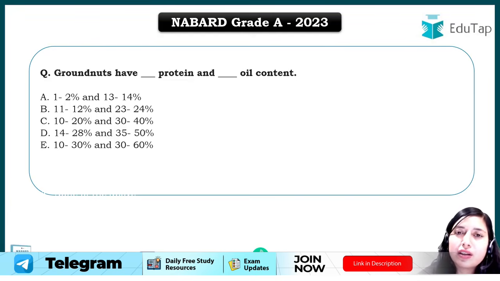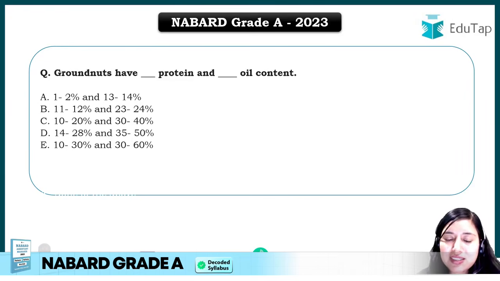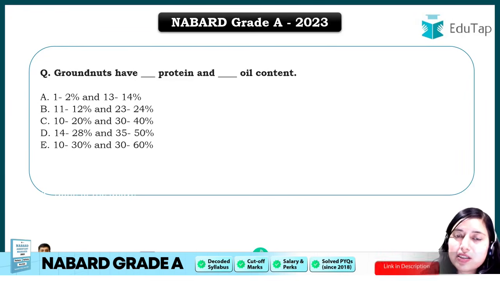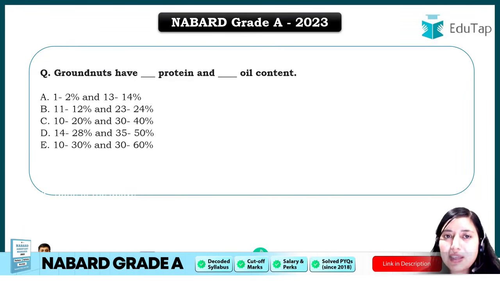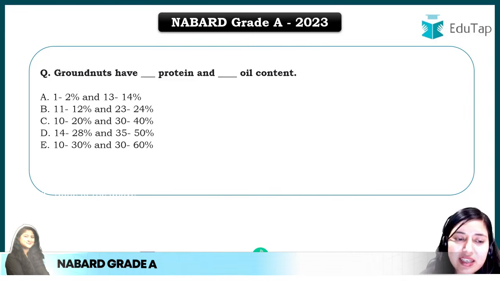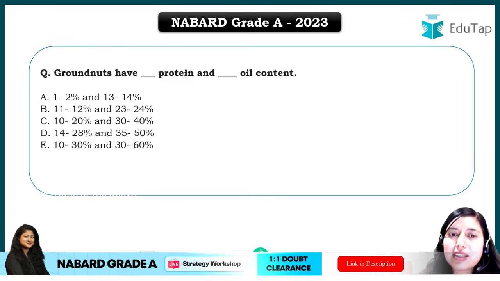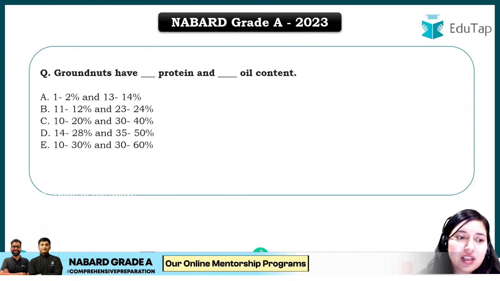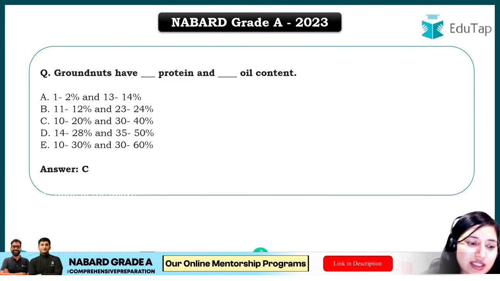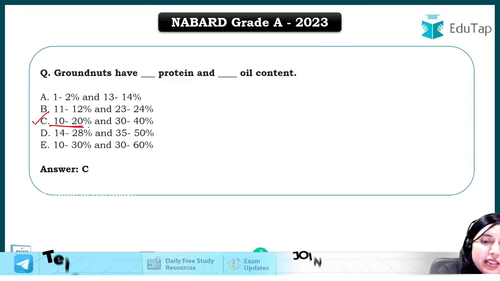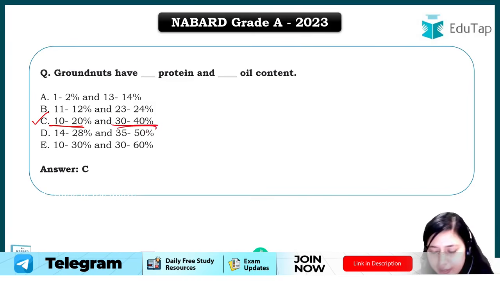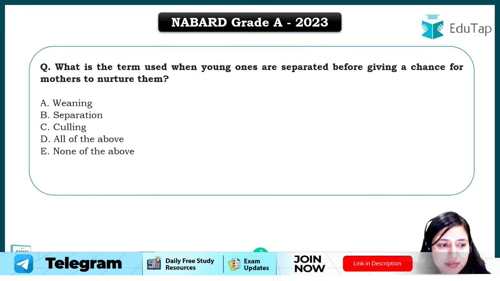I would say this is the most difficult question of ARD that has been asked in your 2023 examination. Now for such a question, if it comes in your future examination, if you know the answer, please go ahead and opt for it. Otherwise you can skip it. It's not necessary that you answer each question, because there will be 1 to 2 questions which are very much out of syllabus and you might not have an idea about them. Okay? So here for groundnut, the answer will be option C, 10 to 20% protein and 30 to 40% oil content. That is the correct answer.